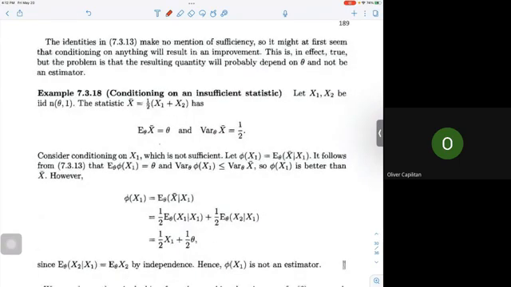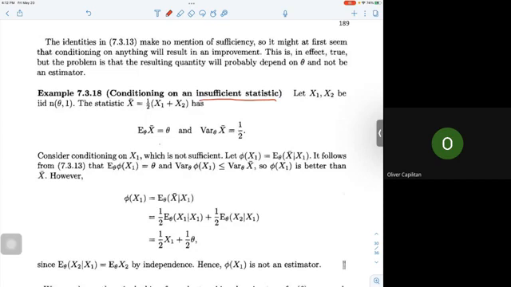Conditioning on an insufficient statistic. It is not a sufficient statistic, but let us condition on it. Example: let X sub 1, X sub 2 be IID, normally distributed with mean theta and variance 1. And then the statistic, the sample mean, is 1/2 (X1 plus X2).